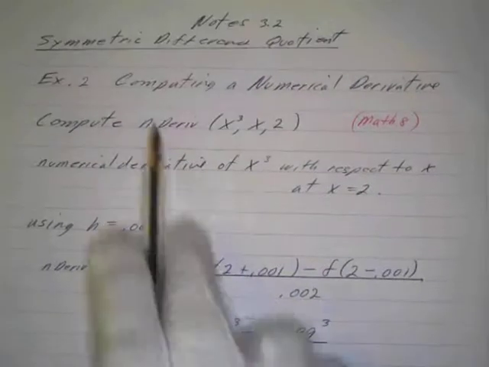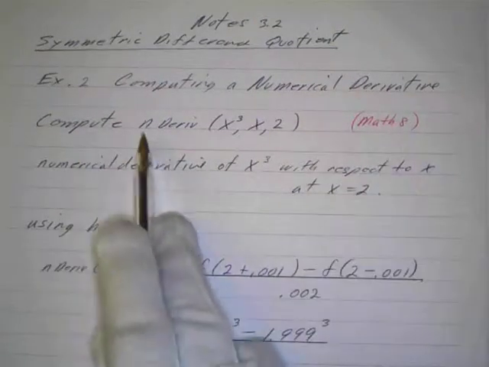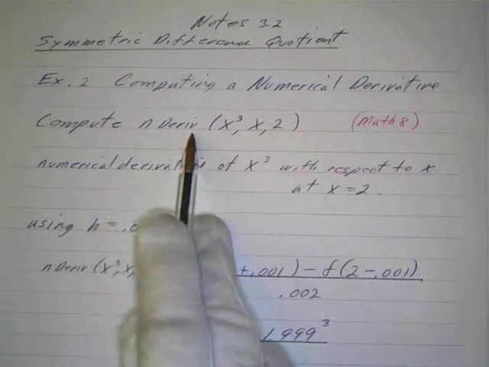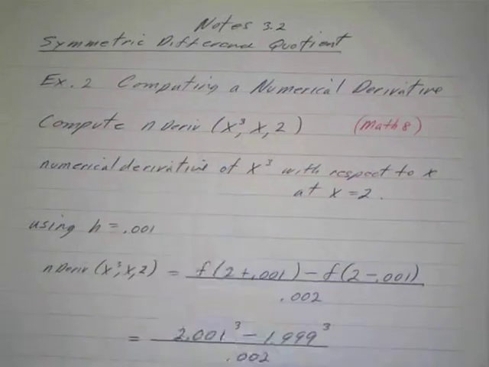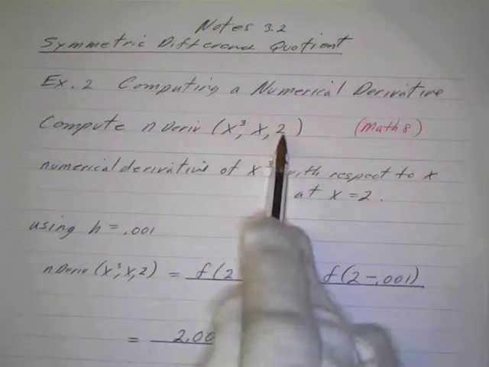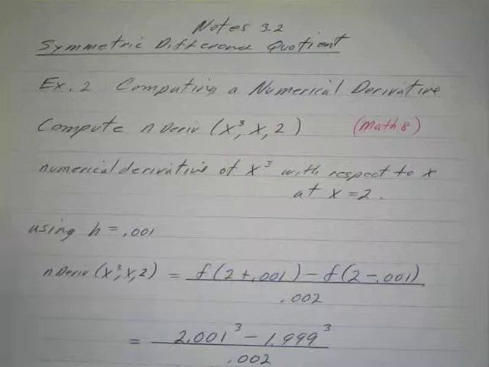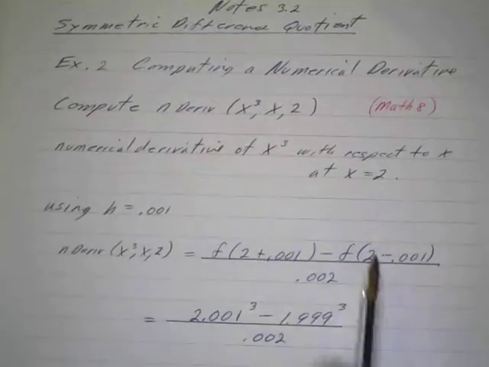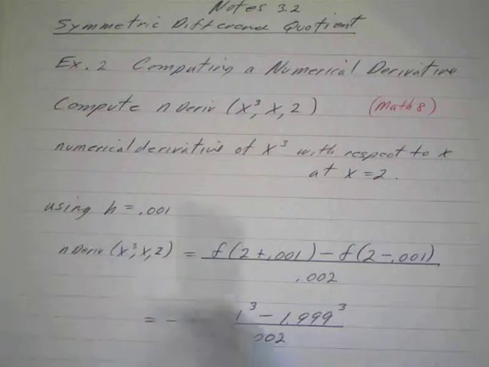So computing a numerical derivative, compute the NDERIV, or the numerical derivative of x cubed. And this is going to be x cubed with respect to x at x equals 2. So this is the notation. Some of your calculators work this a little bit differently, so I'll try to show you. Unfortunately, I don't have one of those, so I can't demonstrate with that, but I'll show you this.